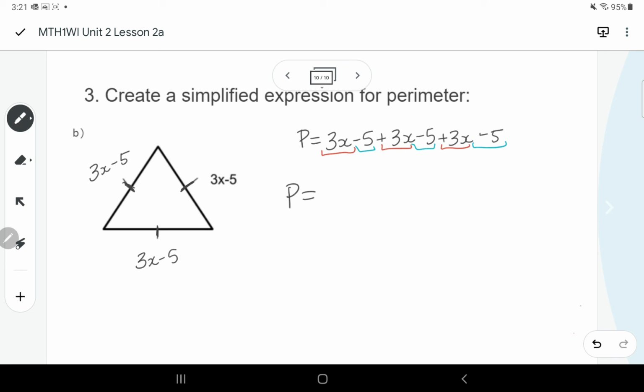So here my perimeter, 3x plus 3x plus 3x. So 3 plus 3 plus 3 is 9x. And then minus 5, minus 5 more is -10, minus 5 more after that is -15. So that's your expression for perimeter.